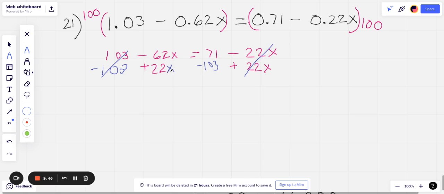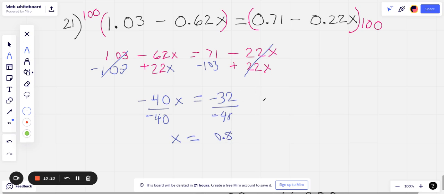Oops, I forgot my x here. Plus 22x. I get negative 40x. And that's going to equal 71 minus 103, so that's negative 32. I'm going to divide both sides by negative 40. And then I get x equals 0.8.